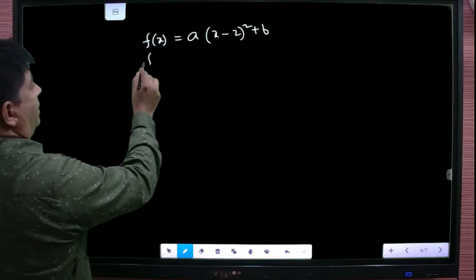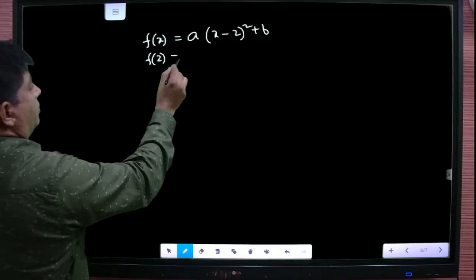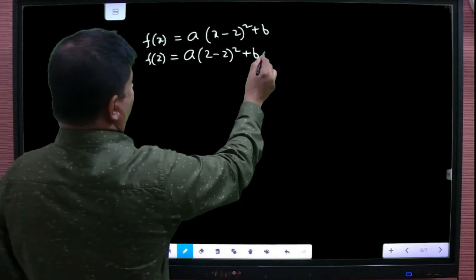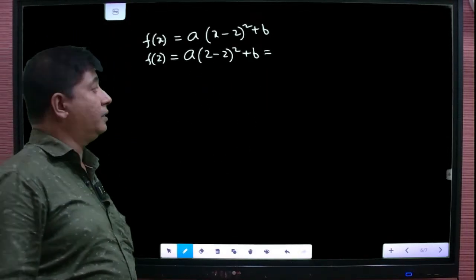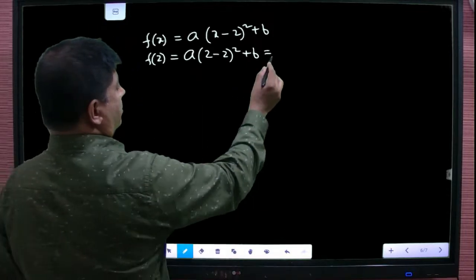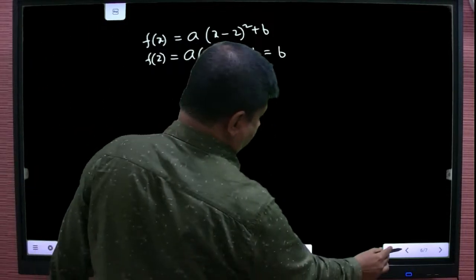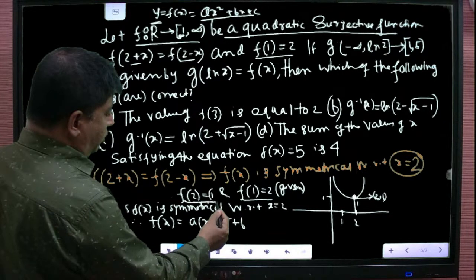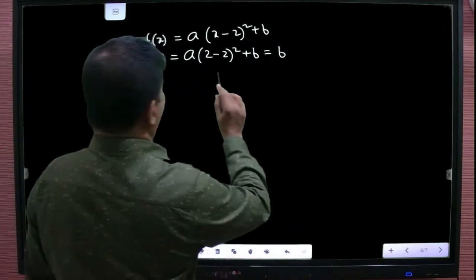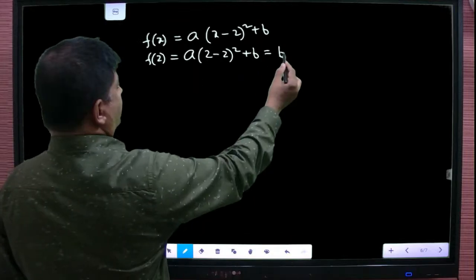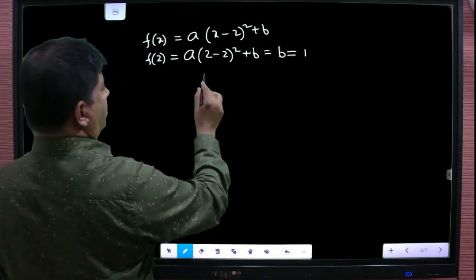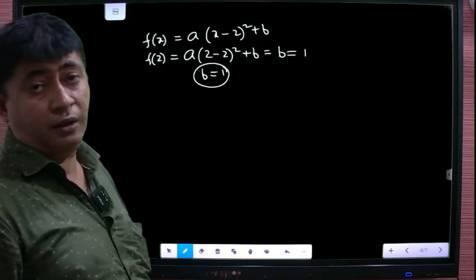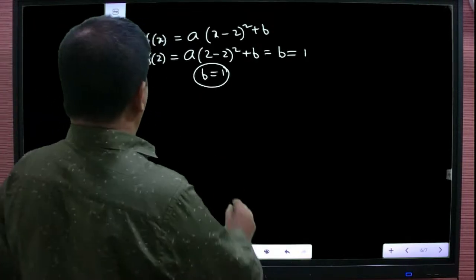Now if I put 2, that will give you a(2 minus 2) whole square plus b, right? 2 minus 2 is 0, so only b remains. So f(2) is equal to b, and f(2) is 1, so b is 1.